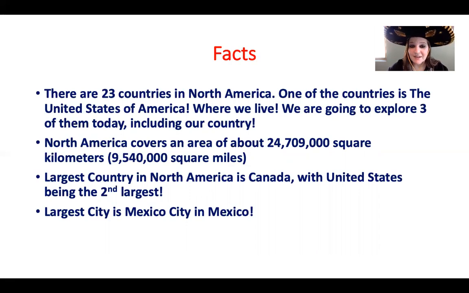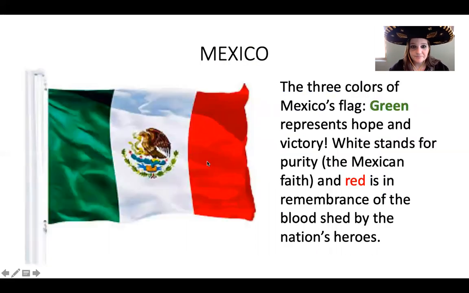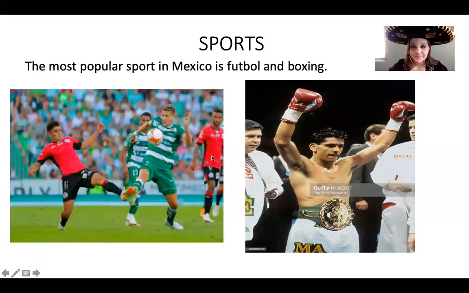Largest city is Mexico City in Mexico. Okay, so that's the largest city. In Mexico, this is what their flag looks like. There's 3 colors. There's green, white, and red. The green represents hope and victory. White stands for purity, which is the Mexican faith, and red is in remembrance of the blood that was shed by the nation's heroes, okay? And that's what the Mexican flag looks like.